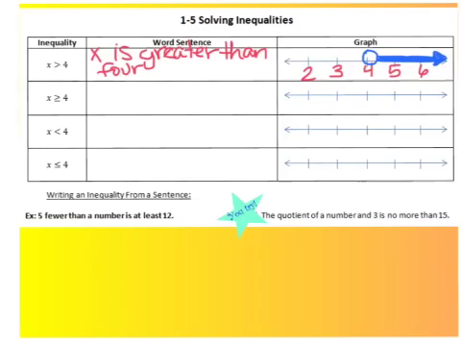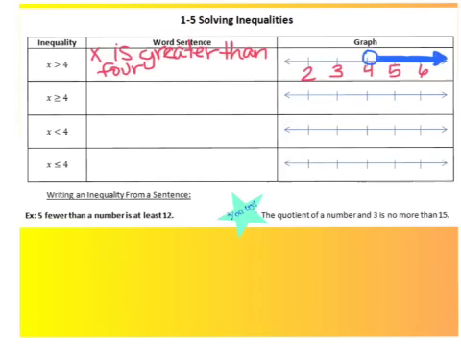Alright, so notice on my number line or on my graph that I shaded right on the graph. I didn't shade above it. I made it a little bit darker so I could tell where the shading was happening. And since it's greater than and not equal to, I used an open circle.